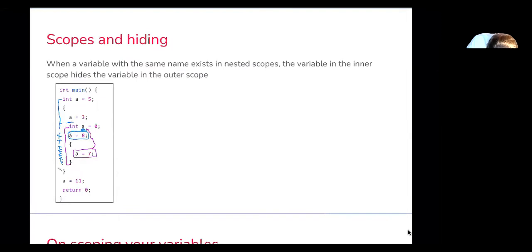However, once we return from it, it picks up again. So that A is going to refer to the one that we had declared directly beneath the main function's name. And then once we return, it'll go out of scope too.